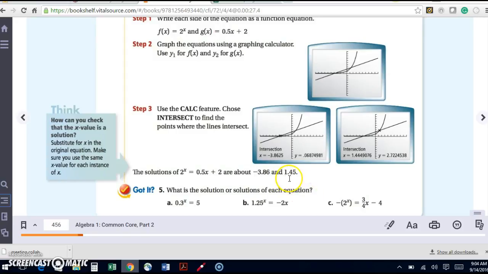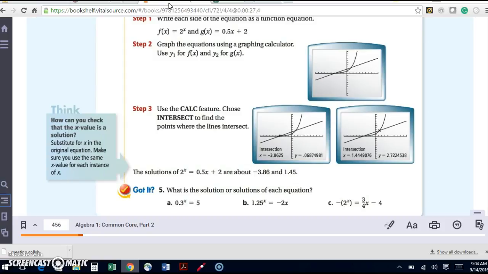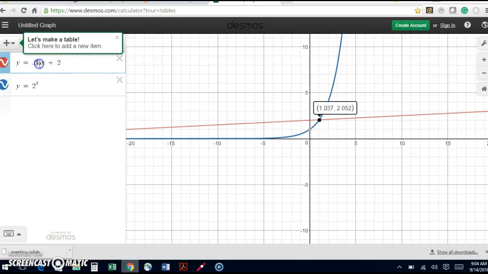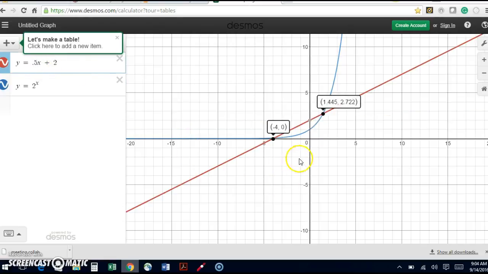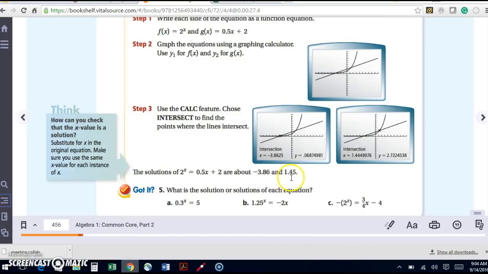And they got 1.45. Let's make sure that I put it in correctly. Well, I have an extra 0. That's my problem. I apologize. Okay, and so that's a lot better. So here, again, we have 1.445, which rounds to 1.45 for my x value. That's the first value they got, 1.45.